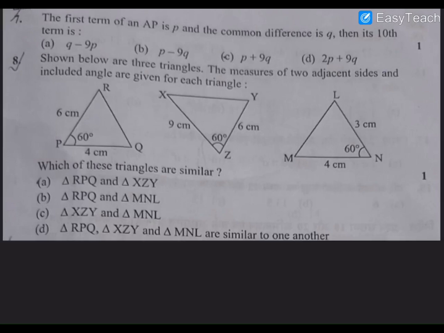For the next question, seventh, if the first term of an AP, a, is given to you as p, and the common difference d is given to you as q, you have to find a10, which comes out to be p plus 9q. So C is the correct answer for the seventh one.